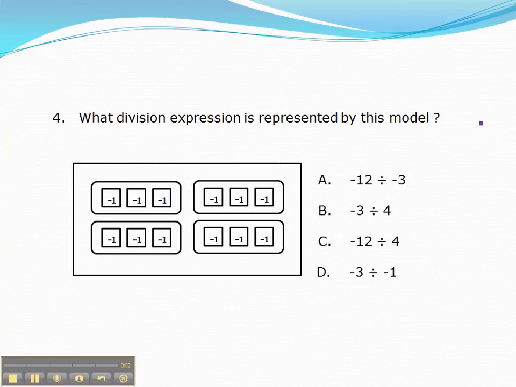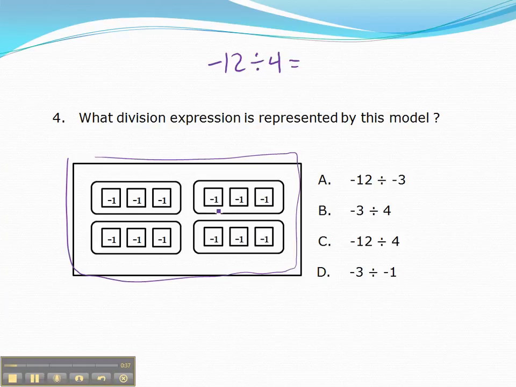Problem 4 asks us what division expression is represented by this model. Looking at the whole rectangle, we have a total of negative 1, 2, 3, 4, 5, 6, negative 12 inside the model. You can see that that negative 12 is being divided equally among 4 groups. That's what division is. You share that negative 12 among 4 groups to find out what the quotient is. So negative 12 divided by 4 groups equals, each group has negative 3 in it, negative 3.